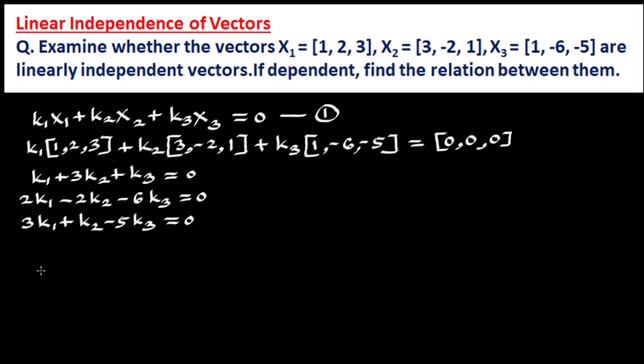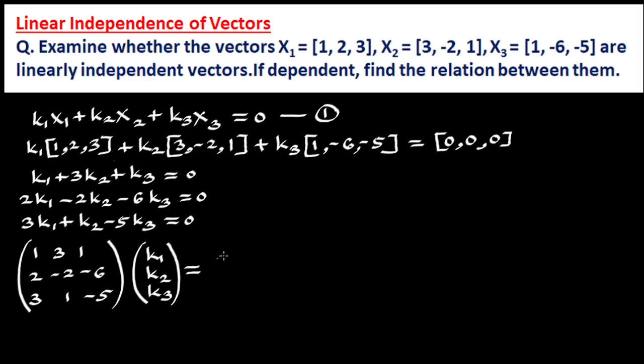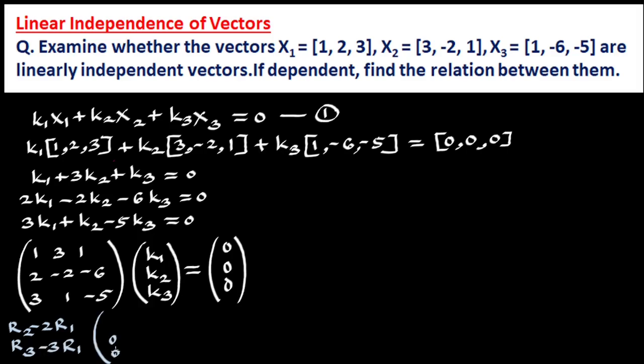In the matrix form 1 3 1, 2 minus 2 minus 6, 3 1 minus 5, k1 k2 k3 equals 0 vector. With the help of this leading one, we will make this 2 and this 3 0 by performing operations R2 minus 2R1, R3 minus 3R1. These two elements 0, 1 3 1. Second row 0 minus 8 minus 8. Third row 0 minus 8 minus 8.